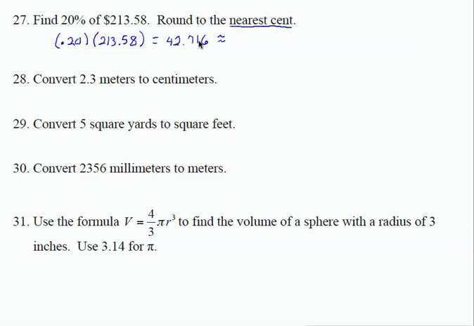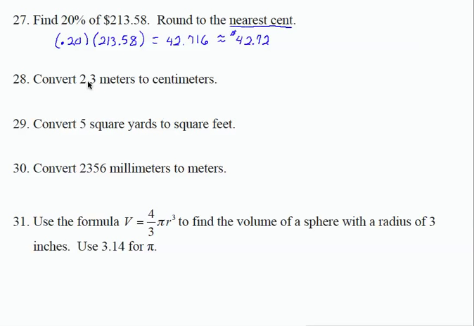So that's approximately equal to... the nearest cent is here, this number 1 is in the place of cents, that's the hundredths place, but I'm going to look to the right. The 6 is bigger than 5, so I'm going to round that to 42.72, or $42.72.